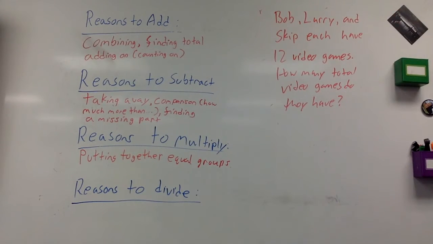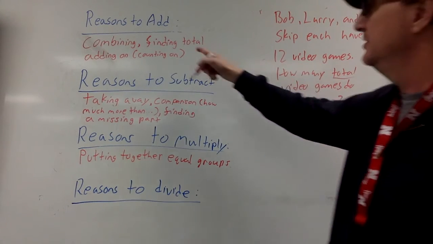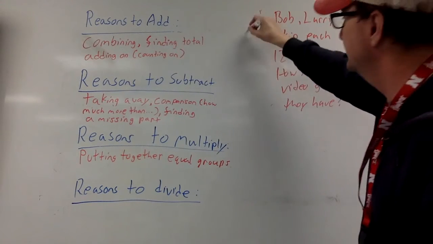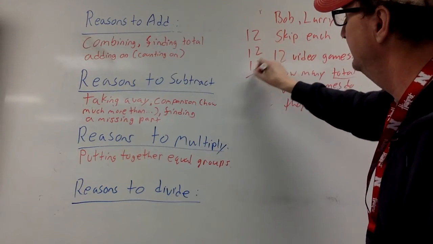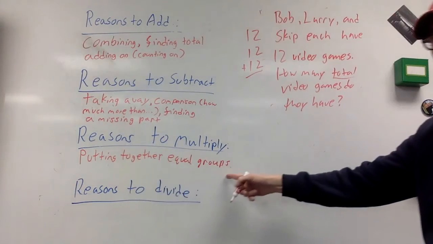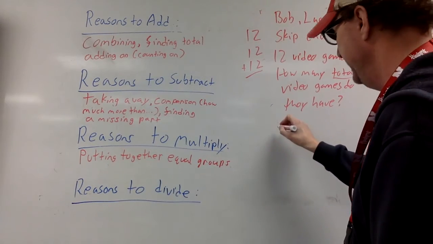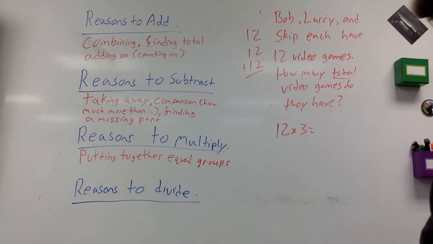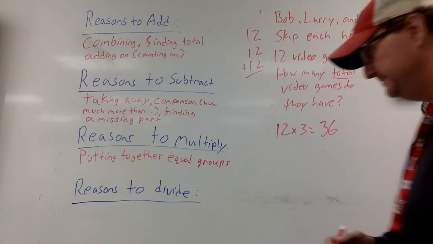Right? Well, you see that word total, we're finding a total. Let's say you add to find a total. Well, that means they each got 12, so you could do 12 plus 12 plus 12, right? But we are putting together equal groups, right? So let's just make it 12 times 3. We have 3 groups of 12. We have equal groups that we can put together.